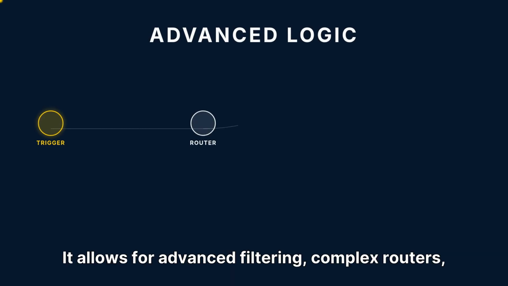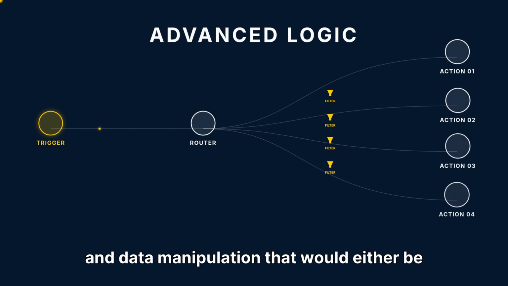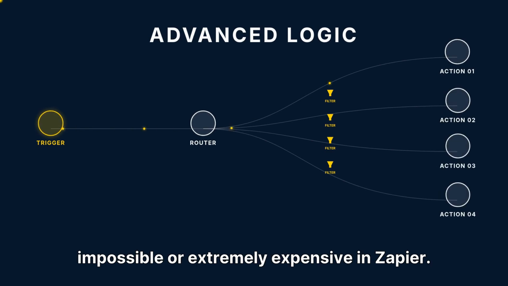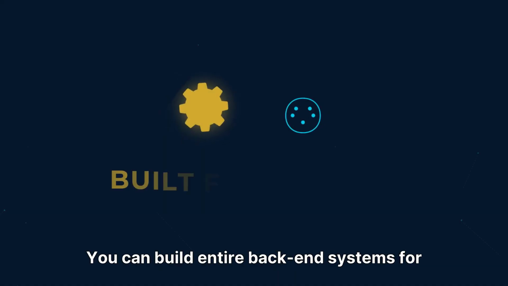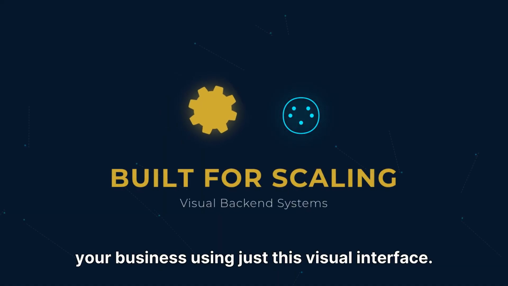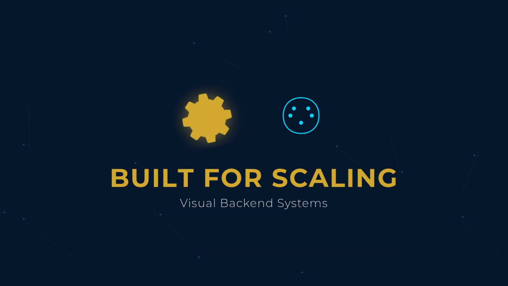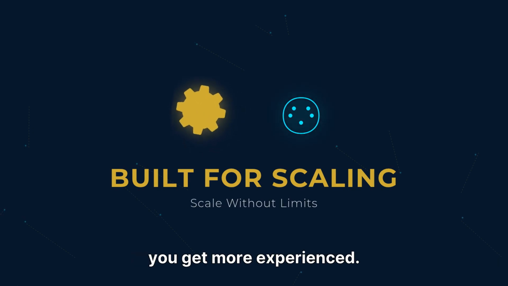It allows for advanced filtering, complex routers, and data manipulation that would either be impossible or extremely expensive in Zapier. Make was built for scaling. You can build entire backend systems for your business using just this visual interface. It's a tool you won't outgrow as you get more experienced.